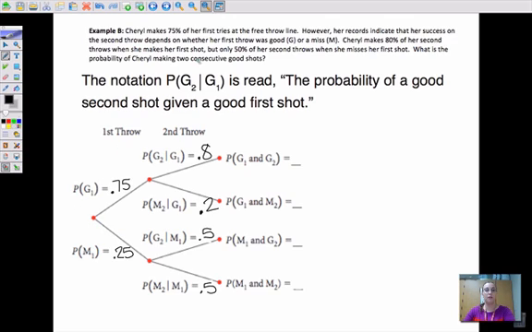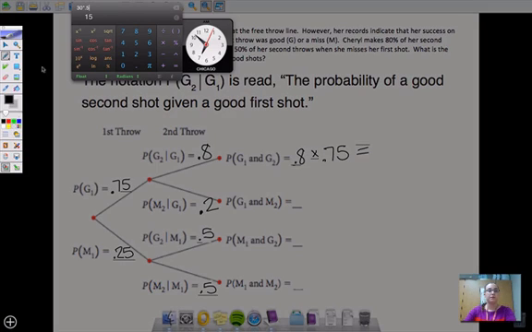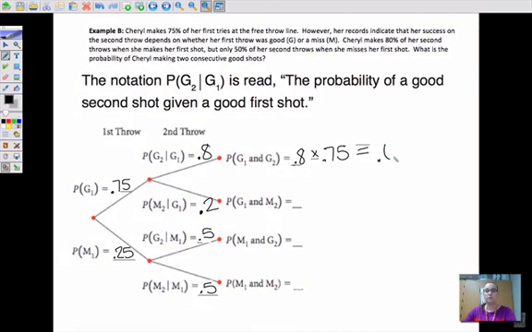What's the probability of her making 2 consecutive good shots? So we're looking at this probability. So we're going to do 0.8 times 0.75, which is 0.6, or 60% of the time. She will make 2 good shots in a row. Okay?